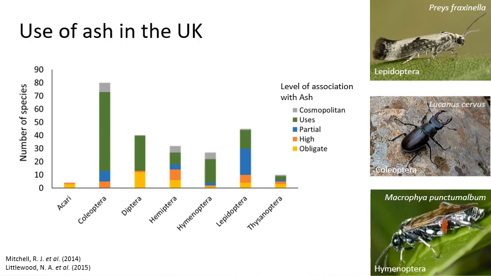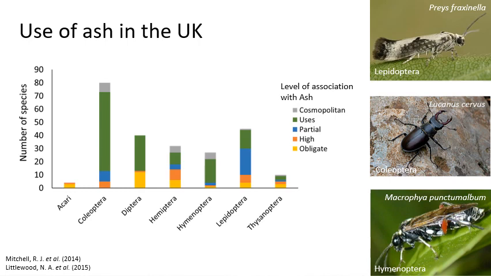Back in 2012, when ash dieback was first recorded in the UK, researchers realised that we didn't know what species use ash trees. And if we don't know what species use ash trees, we don't know what the impacts are going to be. So they set about creating lists of species that use ash, and as we'd expect, many of these are invertebrates. These range from species that will use ash sometimes to ones that are obligate or highly associated.